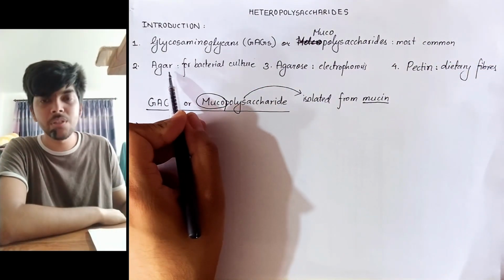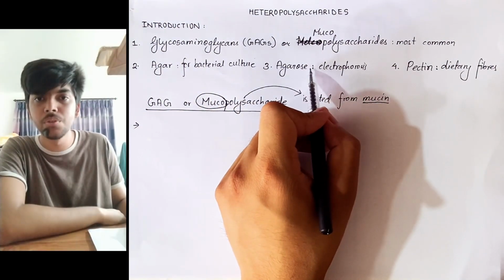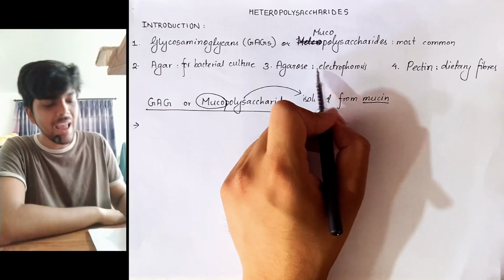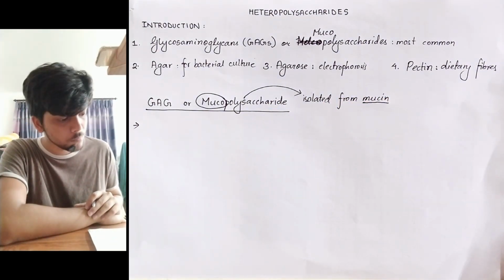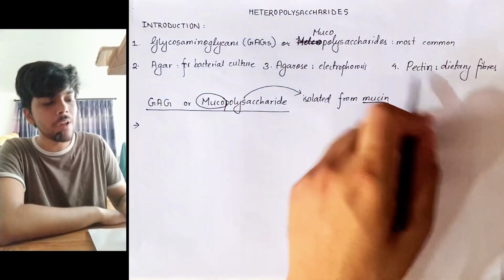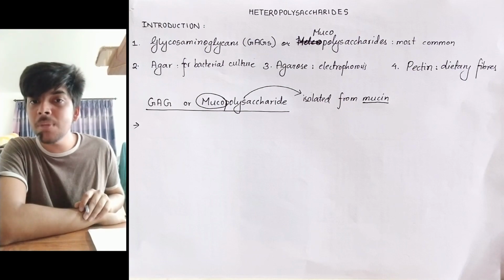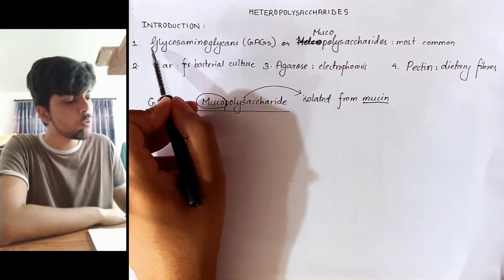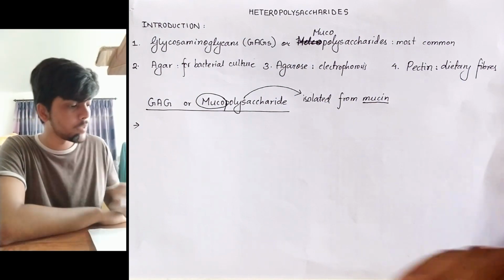Second is agar, which is used for bacterial culture. Third is agarose, which is used during electrophoresis. And fourth is pectin, which is used as dietary fiber. Among these four types of heteropolysaccharide, the one that you need to know in detail from examination point of view is glycosaminoglycans or mucopolysaccharide. So let's deal with it.